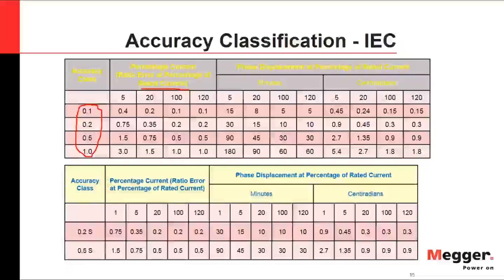There are some special classes according to IEC, which are the 0.2S and 0.5S. And the difference here, you can see, is that the accuracy remains even at 20% of the rated current. As you can see here, not only for magnitude, but also for the phase deviation. That is the difference. So in the IEC, we see this 0.2S or 0.5S.